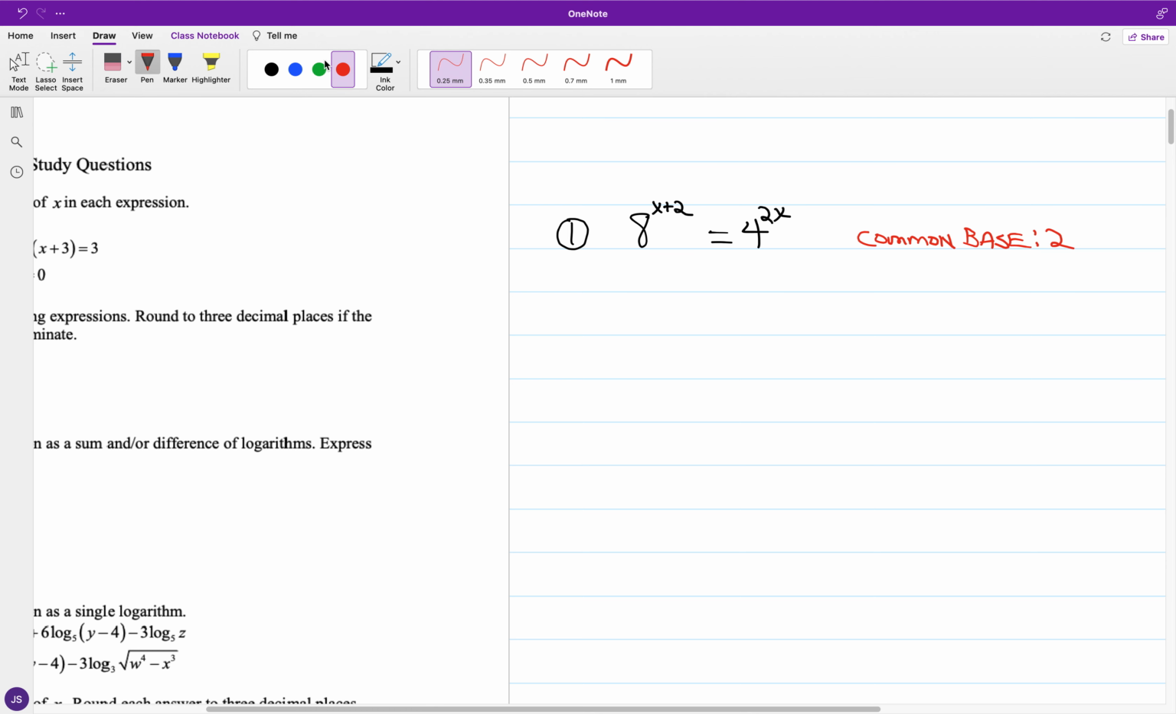So we've got the common base at 2, so rewriting both 8 and 4 in terms of the exponential base 2. We have that 8 is going to be 2 to the 3rd, and so 8 to the x plus 2 is going to be 2 cubed to the x plus 2. For 4 raised to the 2x, 4 is going to be 2 squared to the 2x. And here we revert to the power property of exponents: for a base to a power, raised to another power, we're going to take the product of the exponents.